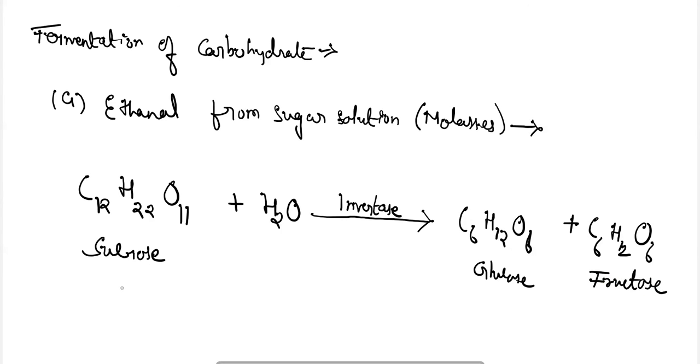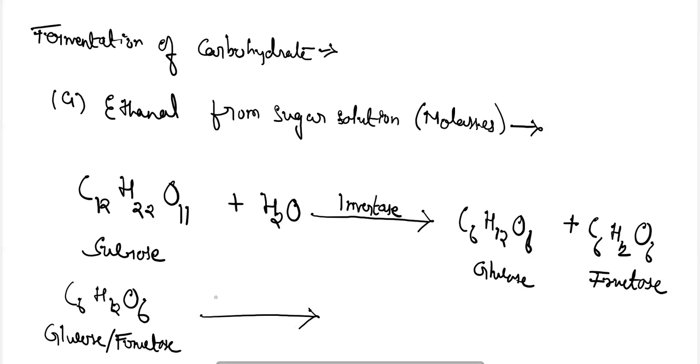Now either this glucose or fructose is converted to alcohol by the action of zymase, another biological enzyme, into C2H5OH, that is ethanol, and carbon dioxide will be released. So this is one of the industrial methods to prepare alcohol by the fermentation method.